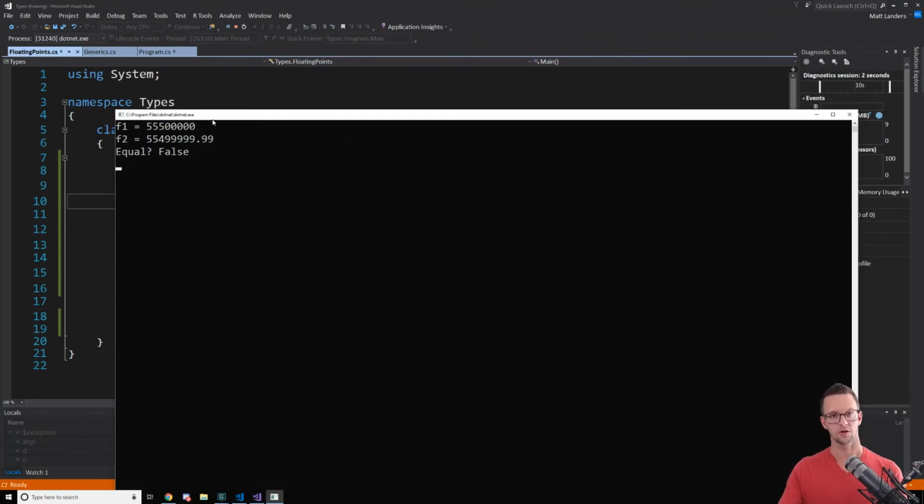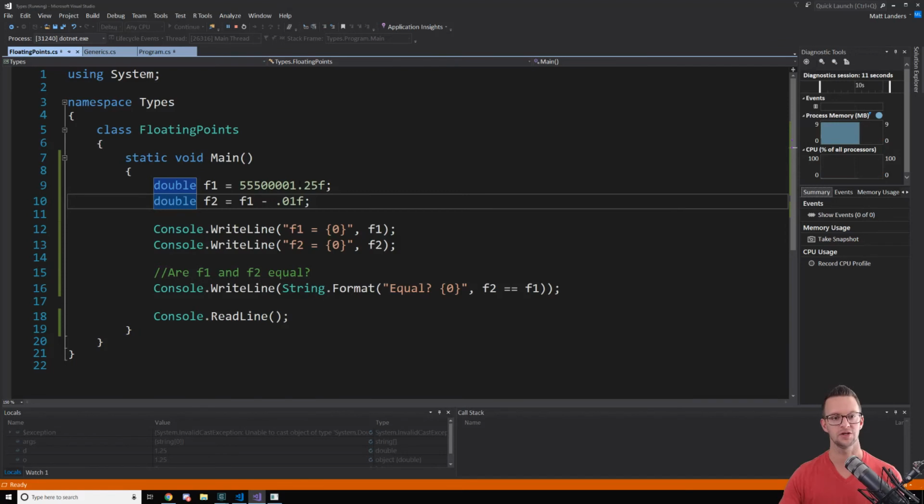See how this is no longer showing us the scientific notation anymore. We don't have that E in the number. But if we did make this number really big, we would run into that issue again. And let's just do it just to show it.